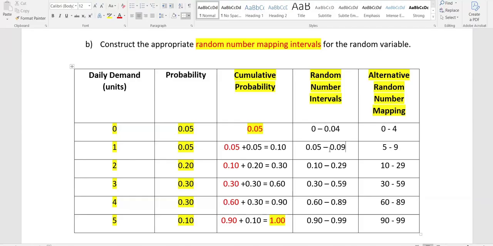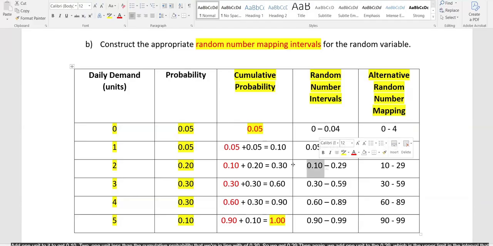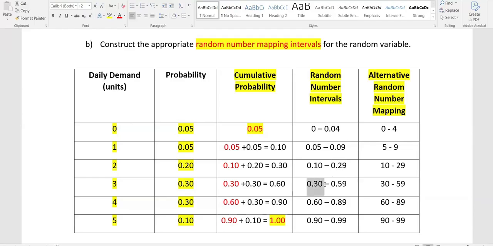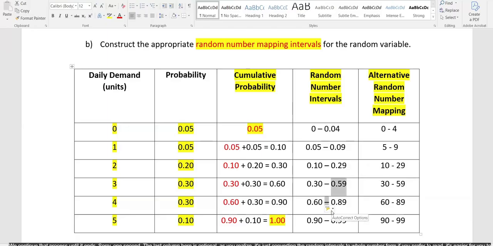Then we keep counting. Since the upper limit here in the random number interval is 0.09, we add 1 unit to it to get 0.10, to 1 unit less than the cumulative probability of 0.30, so we get 0.29. Then again, we add 1 unit to the 0.29, which is the upper limit in the interval, to get 0.30, to 1 unit less than the cumulative probability of 0.60 that we're in line with, which is 0.59. We continue that process until it ends.